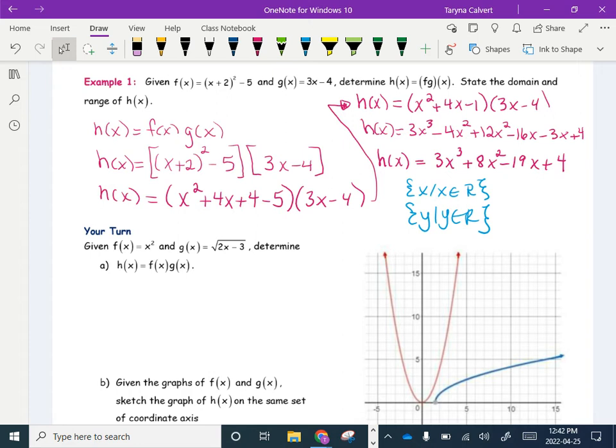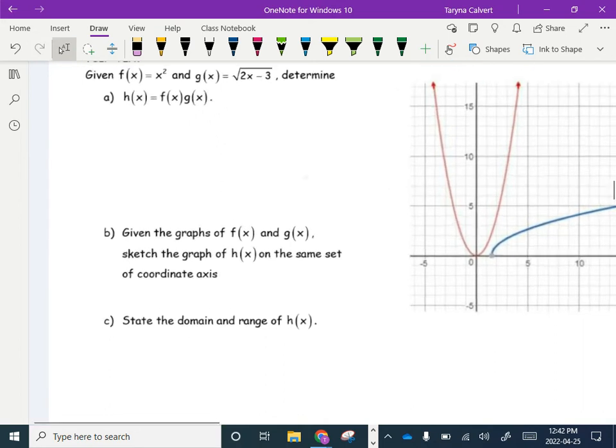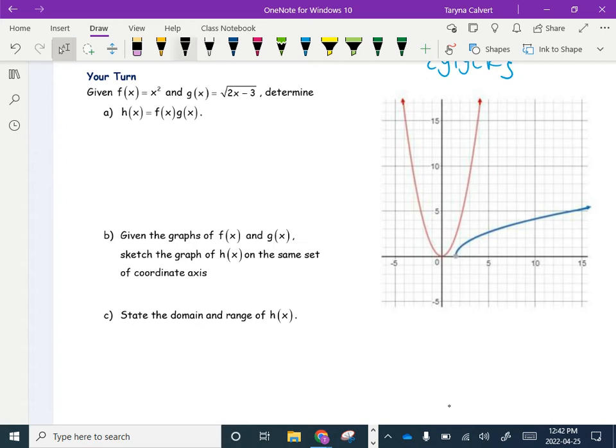Yes. So if I give you 2 functions on grid paper, and I ask you to sketch the multiplication function, all you do is take the 2 outputs and multiply them together. That's where the new output on your new function is. And same thing with division, okay? So go ahead and do the your turn. I'll just do it behind you guys. And I might pipe up once in a while if I have something to say.